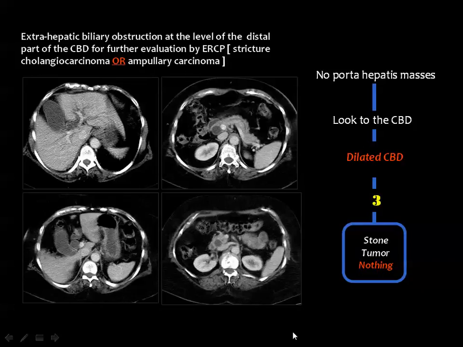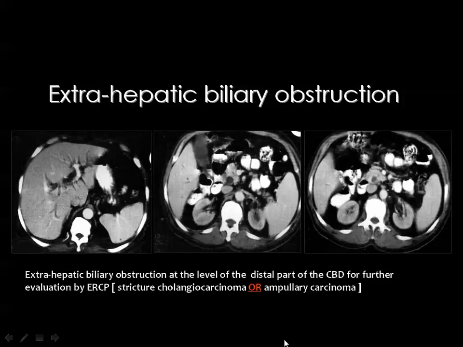And you know that this ampullary carcinoma is a type of duodenal cancer which is very small and is located at the site of the ampulla of Vater, it produces obstructive jaundice, and you cannot usually see the tumor by imaging.